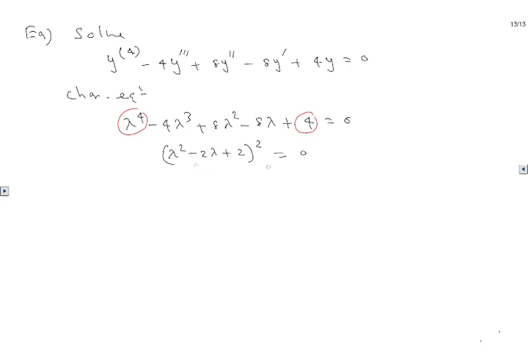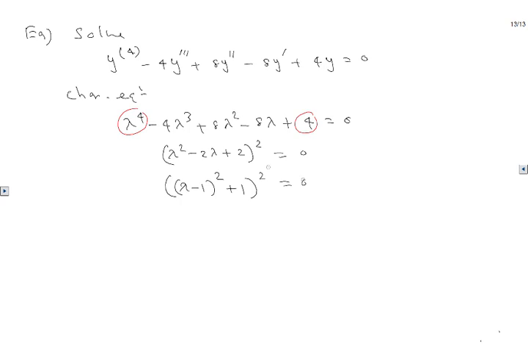Okay, and then we can again factor the inside function. You can do completing the square here. If you do lambda minus 1 squared, you're going to get lambda squared minus 2 lambda plus 1. That means 1 is missing. So that's that, and it's squared. So you can do it like that.